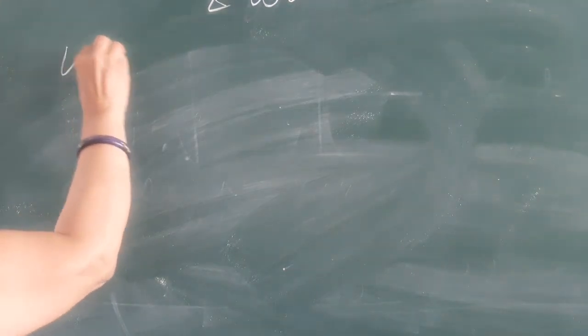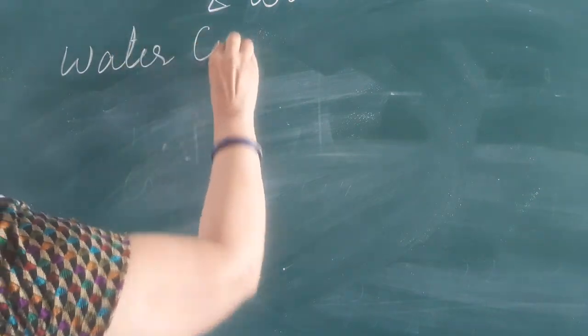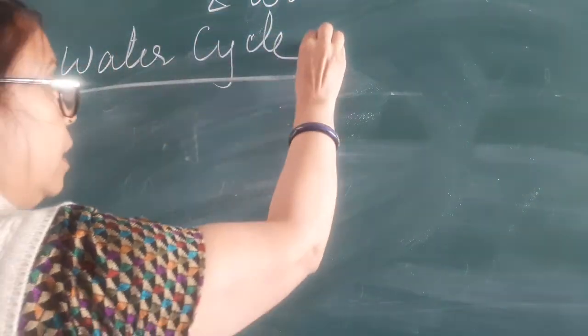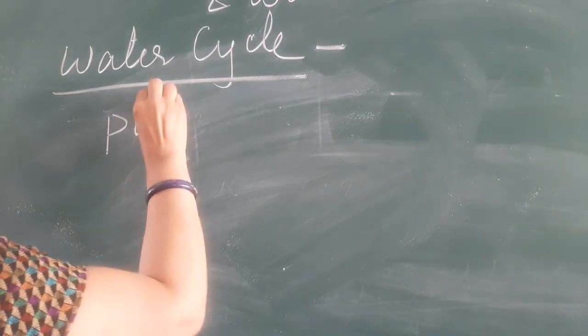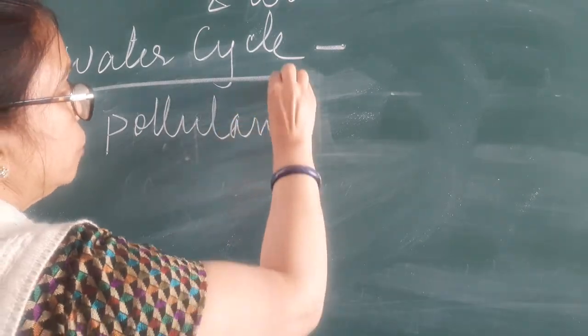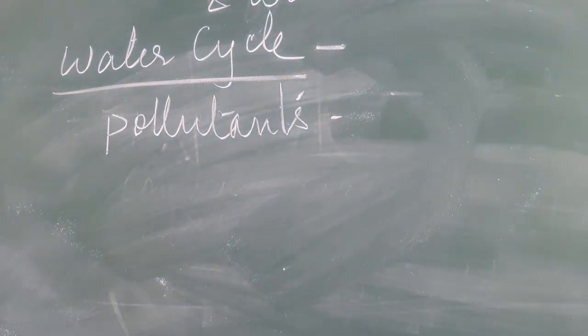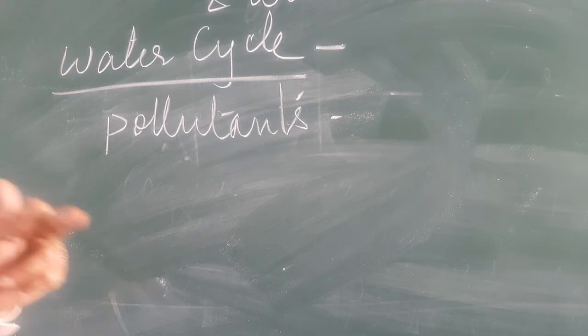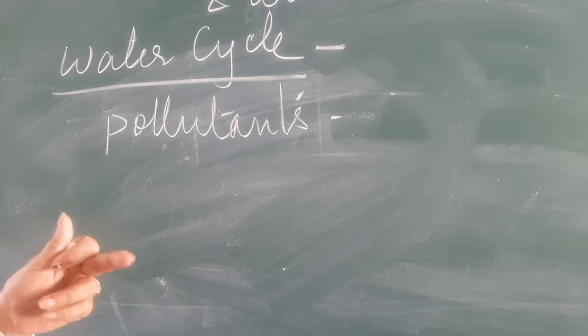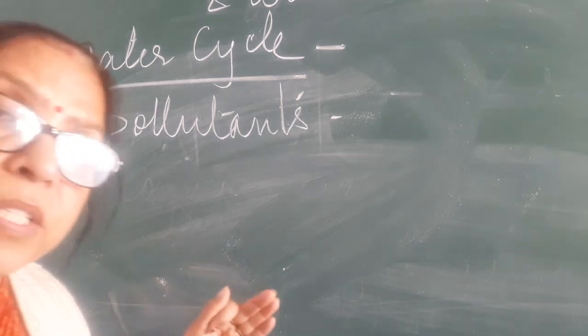Now children, when we are talking about water, let us talk about the water cycle. The water cycle helps to renew the water continuously in nature. Water containing harmful impurities, known as pollutants, is polluted water. Why does this pollution occur in water? Due to dumping of waste, untreated sewage, factory waste, hospital waste, and runoff of pesticides and fertilizers which farmers are using.